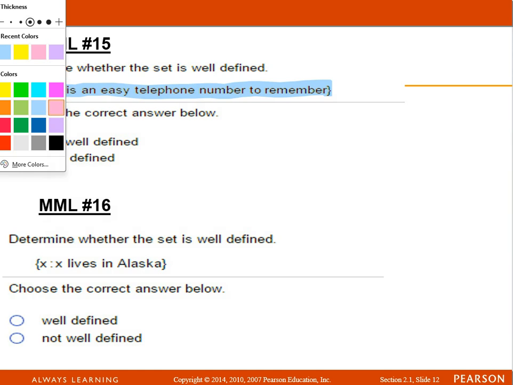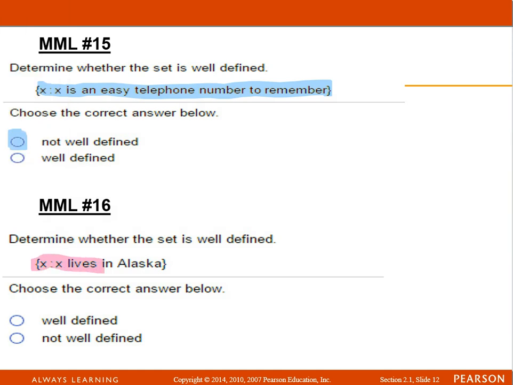The second one, the set of x such that x lives in Alaska. That is well defined, and I think the Census Bureau could help you out with that one. They could give you a list of every single person who lives in Alaska, and they all have addresses. So I'm going to stop this video, and I've got 4 more examples, but I'll do them in a second video for you. Actually, this will be my 4th video altogether on this.